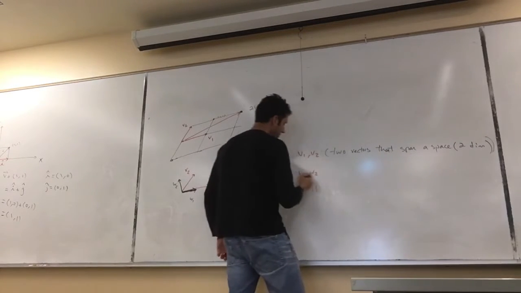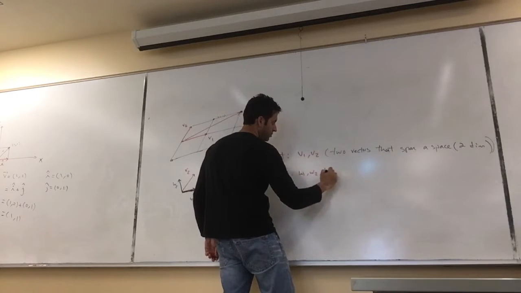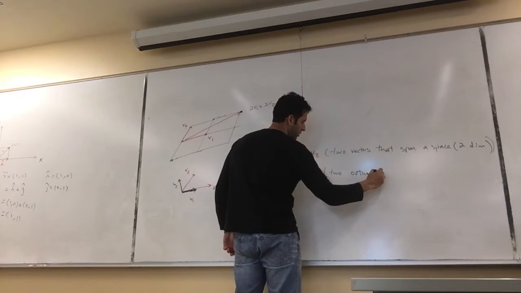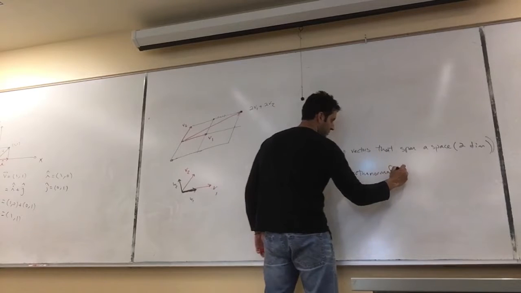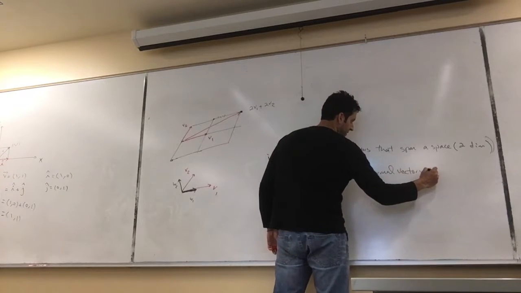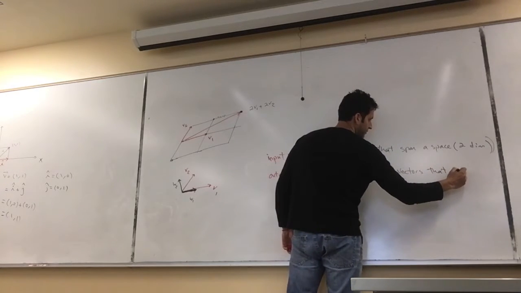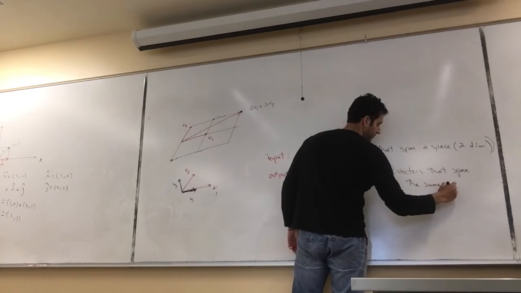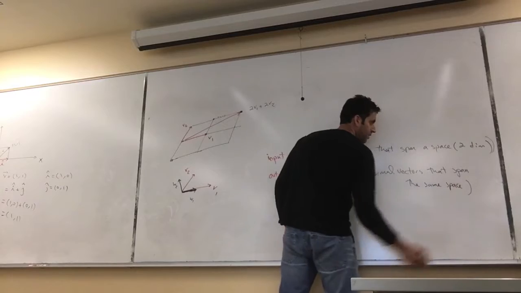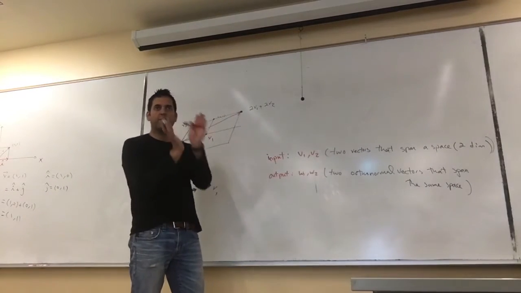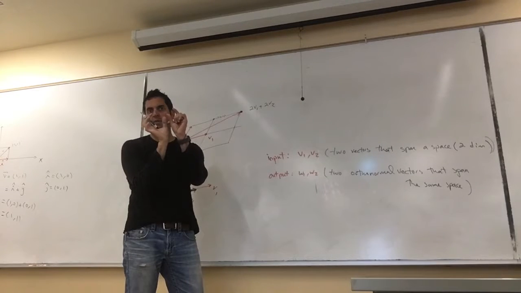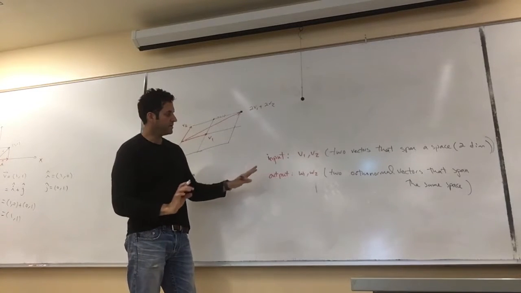And then here, W1 and W2 are two orthonormal vectors that span the same space. Just a reminder, orthogonal means at 90 degrees to each other. Orthonormal means 90 degrees with the length of 1. So that's all it is.